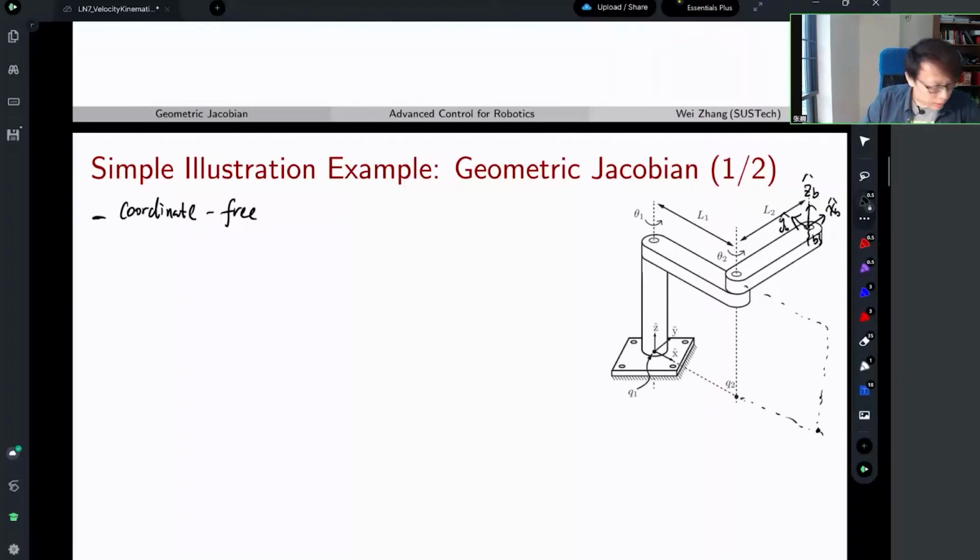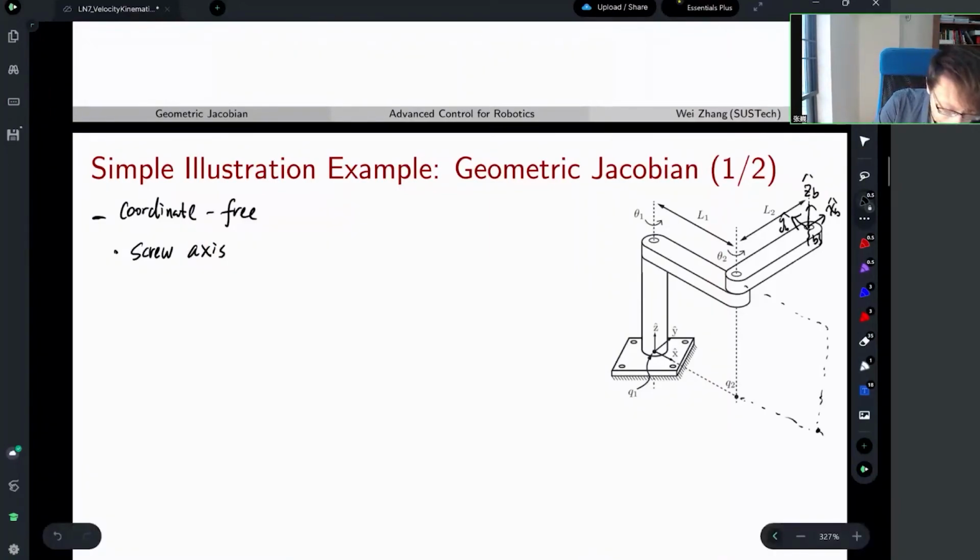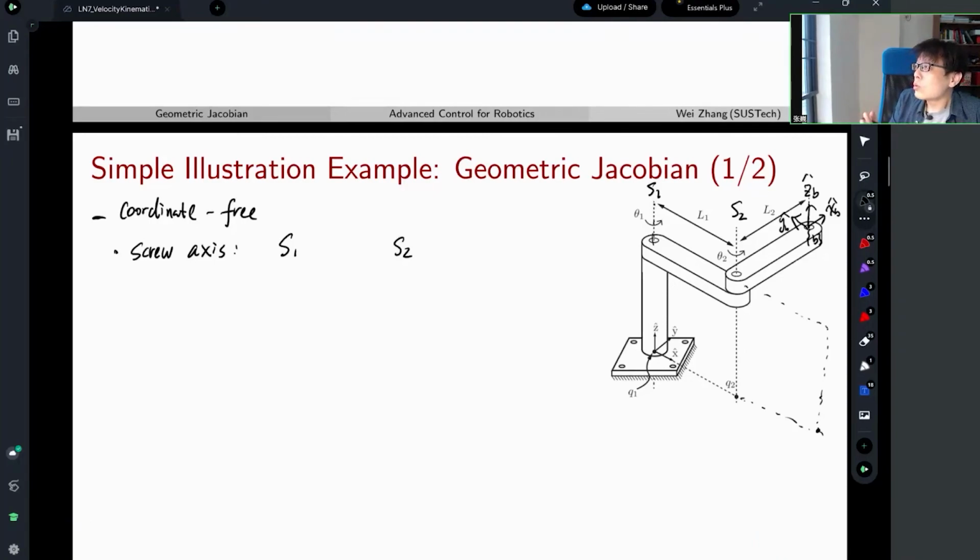I'll keep using this approach as well. So I'm going to stay coordinate-free. I won't say which coordinate system I express those vectors in. I just talk about physical vectors. First of all, they're physical axes, screw axes. I have two screw axes. Let's call them S1 and S2. This is my screw axis 1, and this is screw axis S2. These refer just to the physical screw axes.